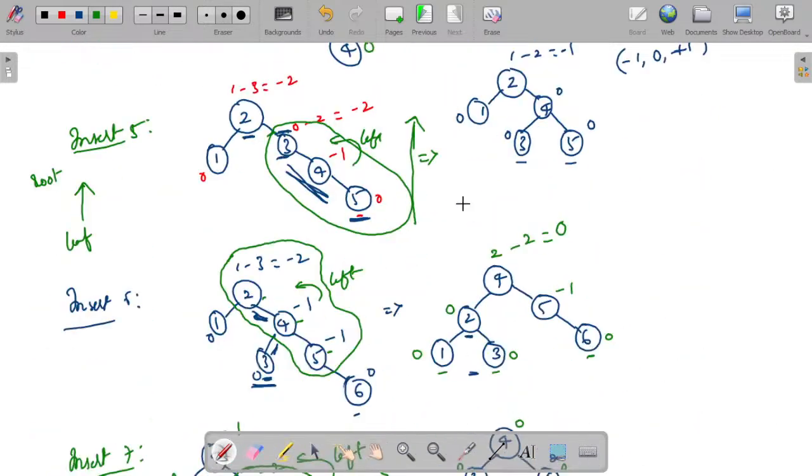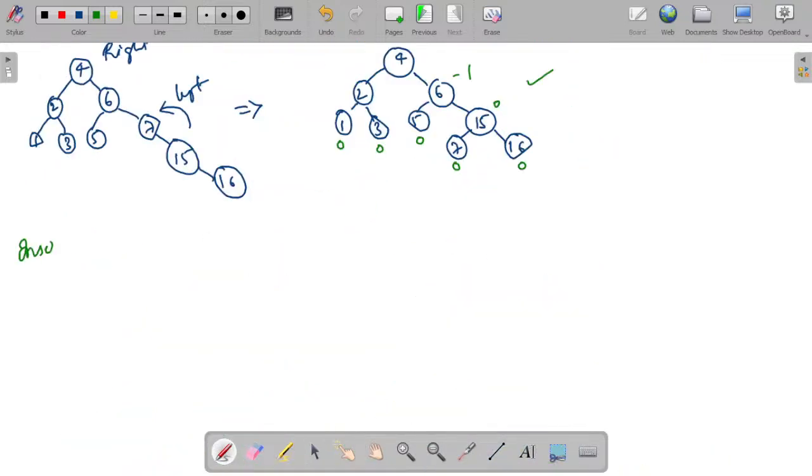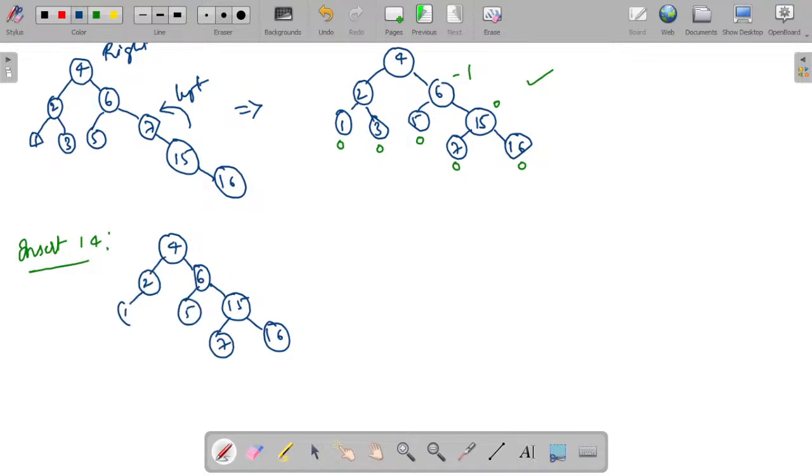Okay, now we will insert 14. So to insert 14, this is what we do. First we consider the present tree, which is 4, 6, 15, 16, 7, 5, 2, 1, 3. Now we have been asked to insert 14.